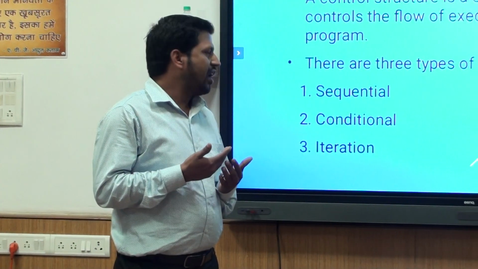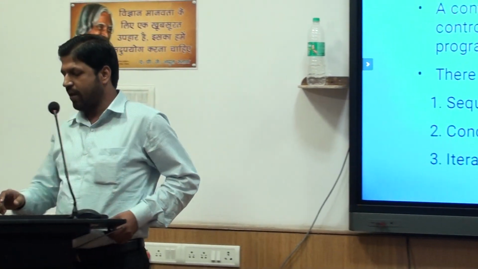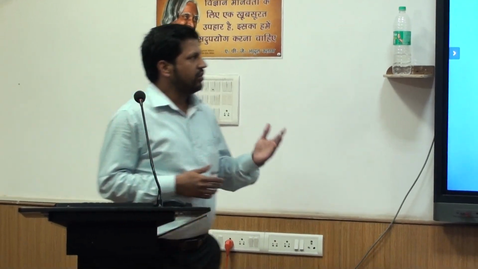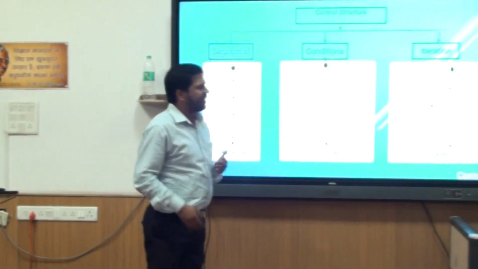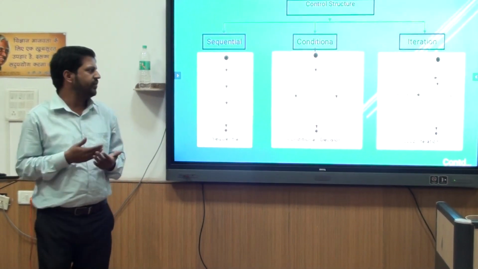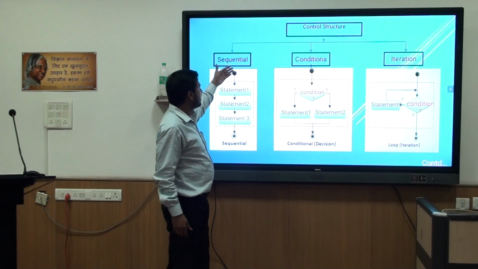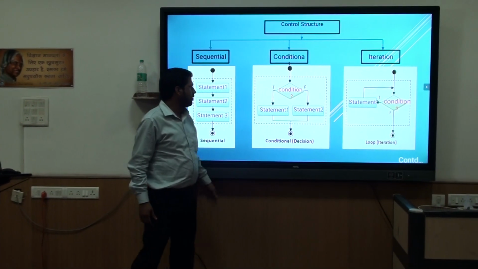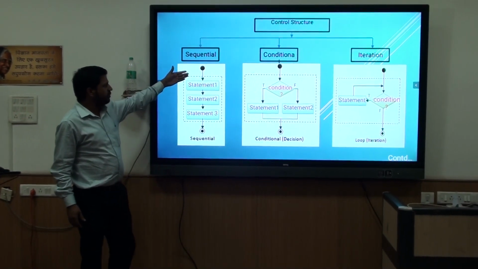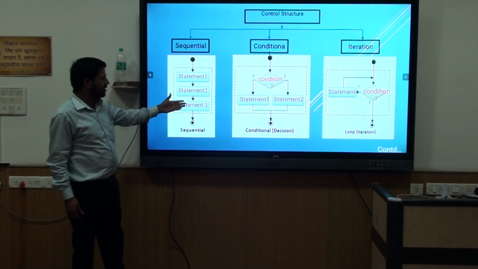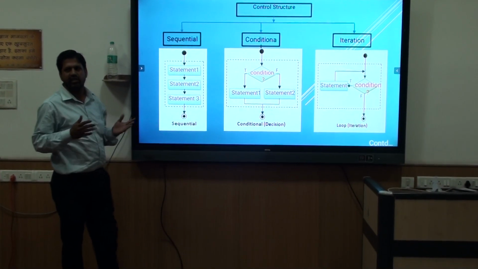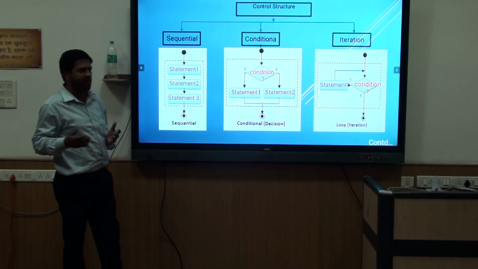Coming to control structure, as I defined, it defines the control of the program: how the program execution will happen. We have three types of control structure. Take any language. I'm talking about Python, but be it C, C++, Java or any other programming language, we have sequential control, conditional and iteration. In sequential, statement 1 will be executed, then statement 2, then statement 3, and it goes in sequence. There is no skip. All the statements are executed one after another.